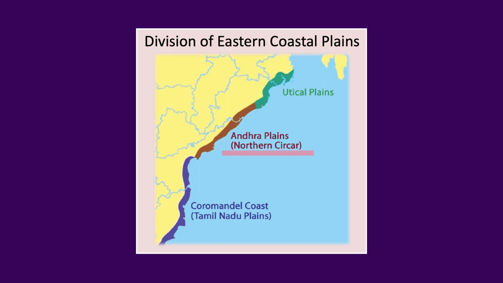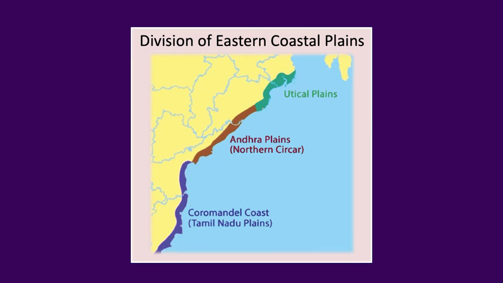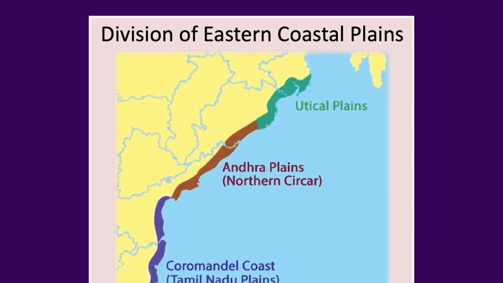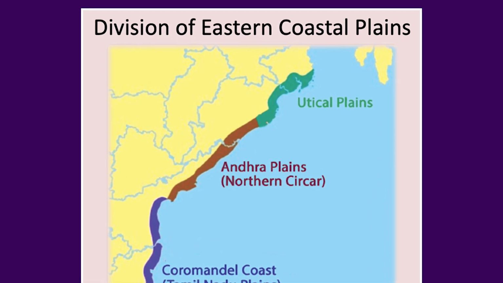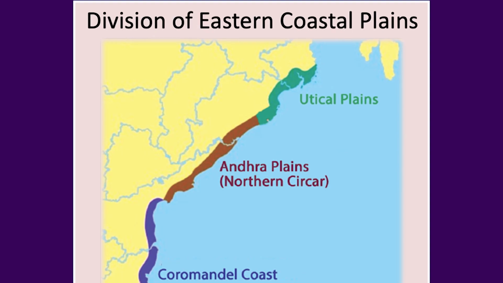The next one is Andhra coast. Andhra coast extends from Kolluru Lake to Pulicat Lake. The Andhra coast encompasses the river basin of two major rivers, the Krishna and the Godavari. These rivers contribute significantly to the region's agriculture and hydrology.